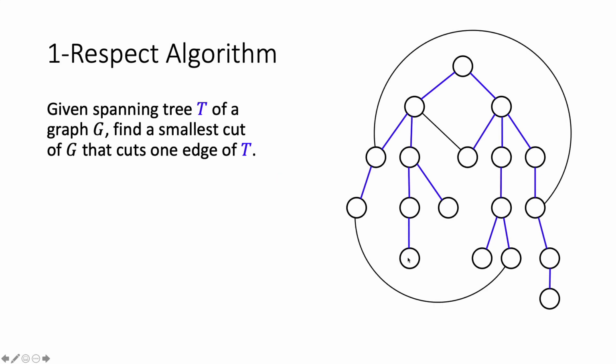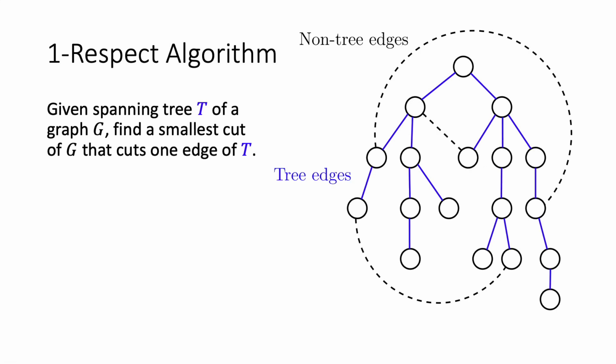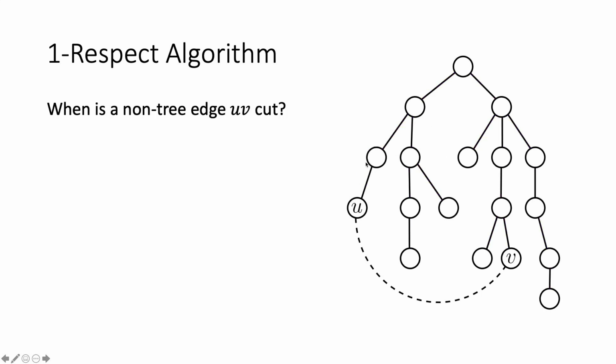So we've got this graph G over here, which looks very much like a rooted tree with extra edges, which is pretty much what I was going for. Let's call these extra edges the non-tree edges, and the edges of T we'll call tree edges. Okay, so the first question is, when is a non-tree edge UV cut?